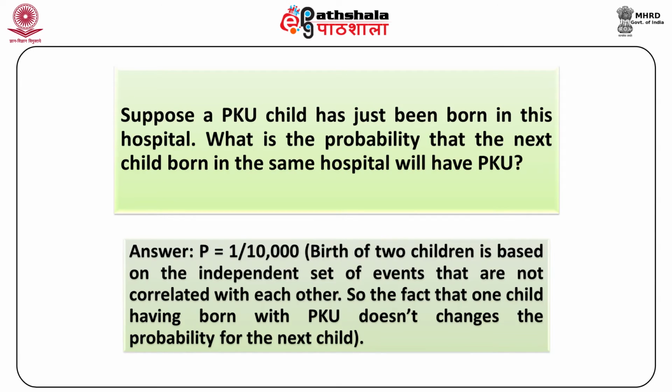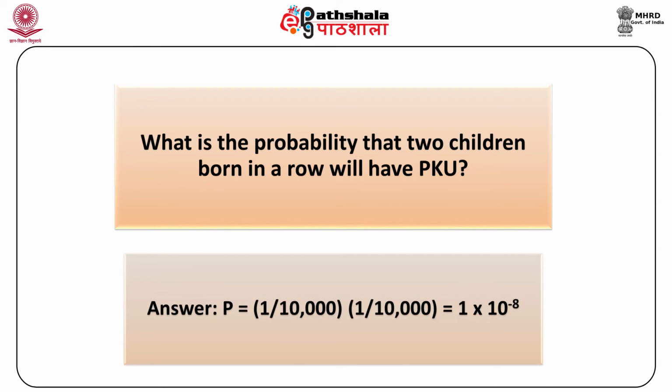Next, suppose a PKU child has just been born in this hospital. What is the probability that the next child born in the same hospital will have PKU? P, that is probability, is equal to 1 by 10,000. That is, the birth of 2 children is based on independent sets of events that are not correlated with each other. So, the fact that one child has already been born with PKU does not change the probability for the next one. Next question, what is the probability that 2 children born in a row will have PKU?